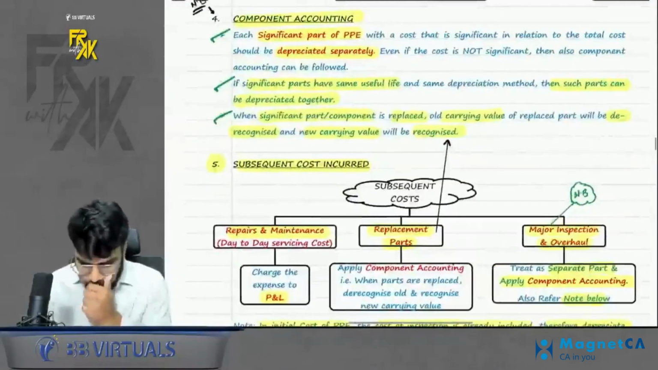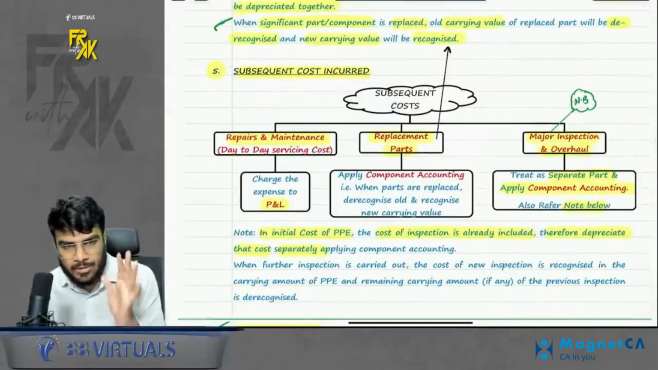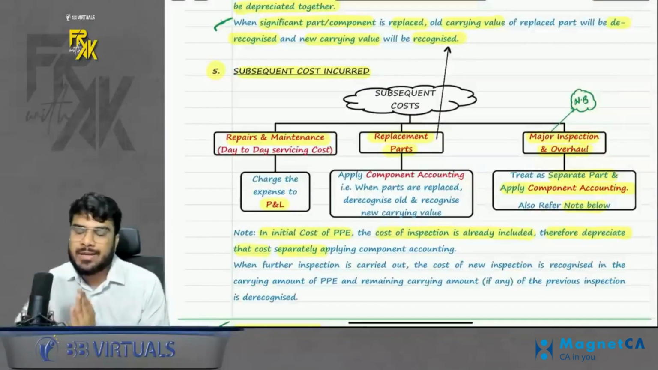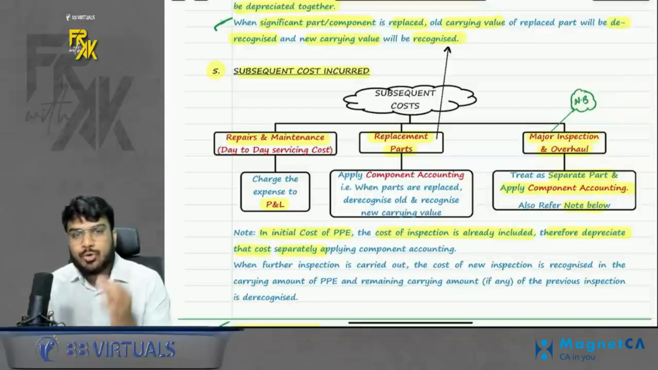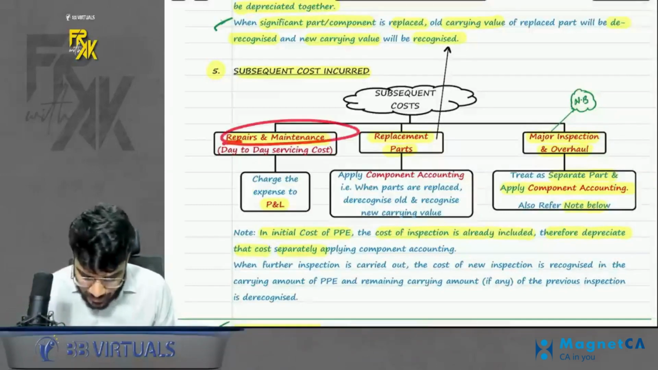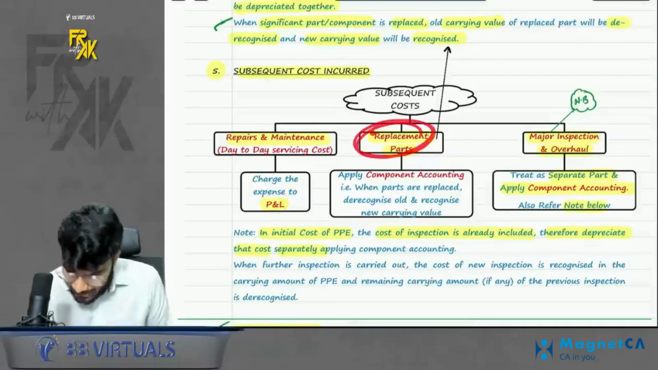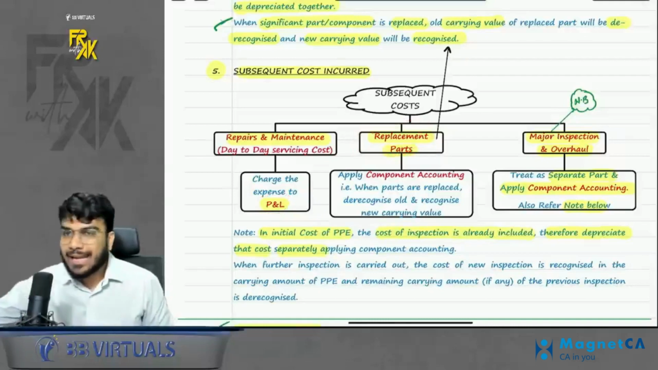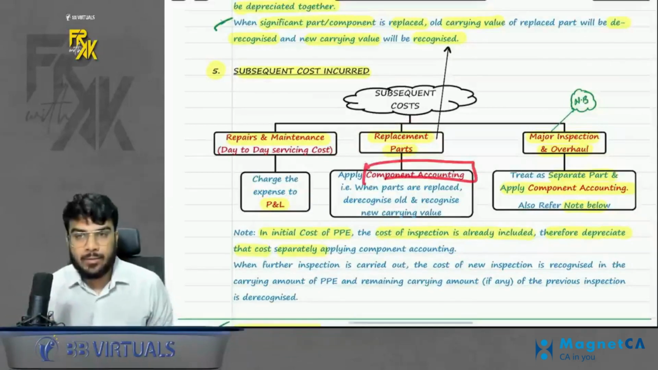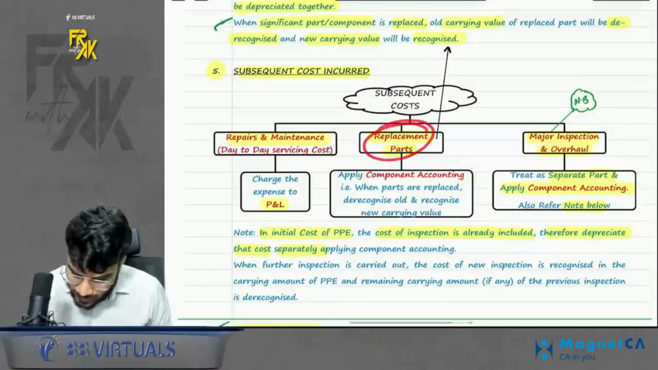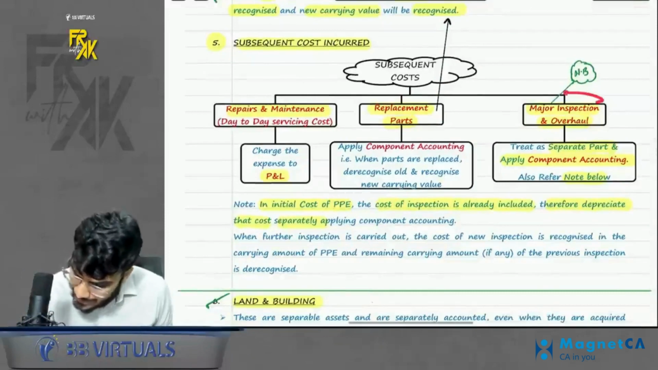Okay. Now, next part is subsequent cost incurred. What if you purchase an asset on a particular date and after a certain number of years you are incurring certain expenses? So whether such expense will be capitalized or transferred to profit and loss, you have to see the nature of expenses. If those are incurred in the nature of repairs and maintenance, transfer to profit and loss. If you have replaced any major part of the asset, we have already discussed, we will apply component accounting. That is, if you have replaced any part, you will add the new cost and deduct the old carrying amount. Next point, major inspection and overhaul.